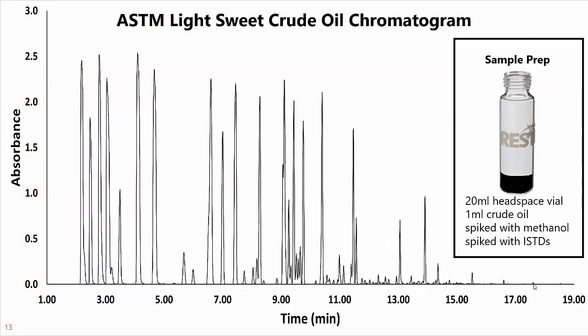So here, this slide just highlights what the ASTM light sweet crude oil chromatogram looks like. And also for reference, in terms of sample preparation, we used a 20 ml headspace vial with 1 ml of crude oil, and then we spiked in methanol and the internal standards.